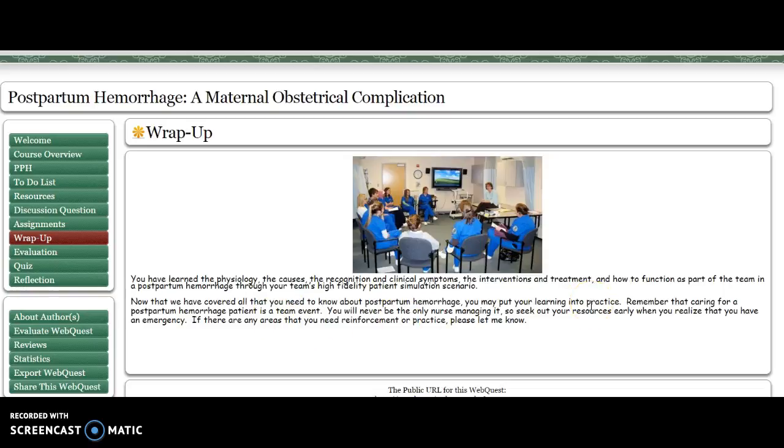and to work as a team and to seek out resources when they realize that they are having an emergency, or if they have any areas that need reinforcement or practice, which we know is very important. You ask them to let you know that, and that's the type of education we want. We want somebody who is open to issues as they occur.